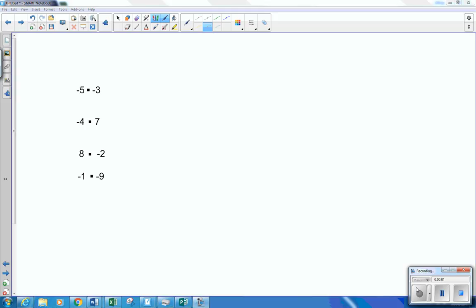Go look at multiplying negative numbers. One thing is that when you're multiplying, this is not like adding and subtracting, but when you're multiplying, two negatives make a positive, and then you just multiply the numbers.